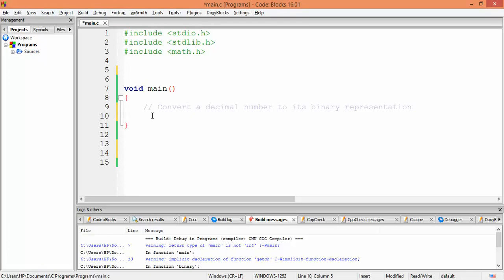Hello students, the problem in our hand is to convert a decimal number to its binary representation. We need to write a program for it. The number has to be taken from the user, and then we need to display the binary representation of it on the console.